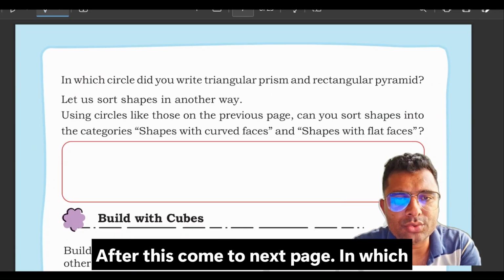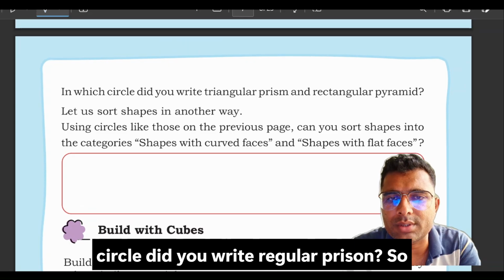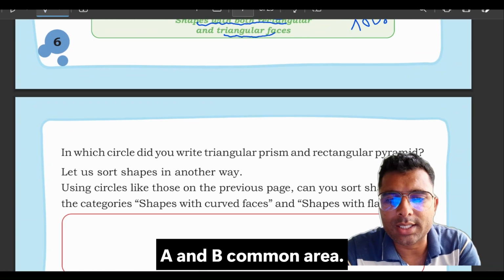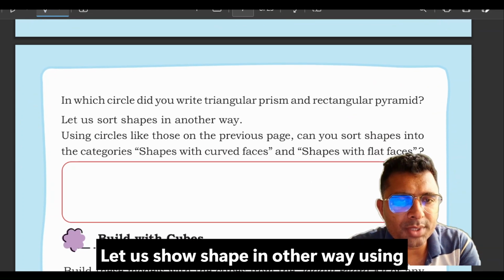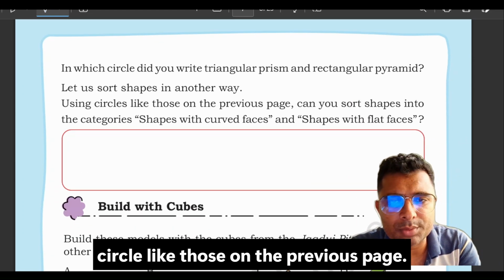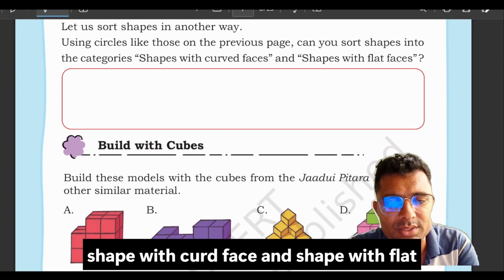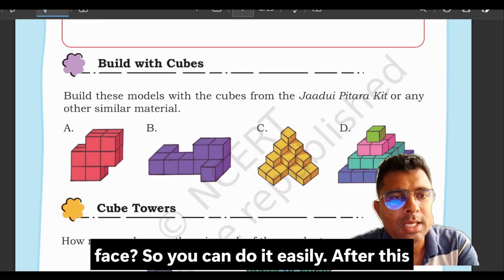In which circle did you write triangular prism? So here you have written in the A and B common area. Let us sort shapes in another way using circles like those on the previous page. Can you sort shapes into the categories shape with curved face and shape with flat face? So you can do it easily. After this, come to the next, build with cubes.